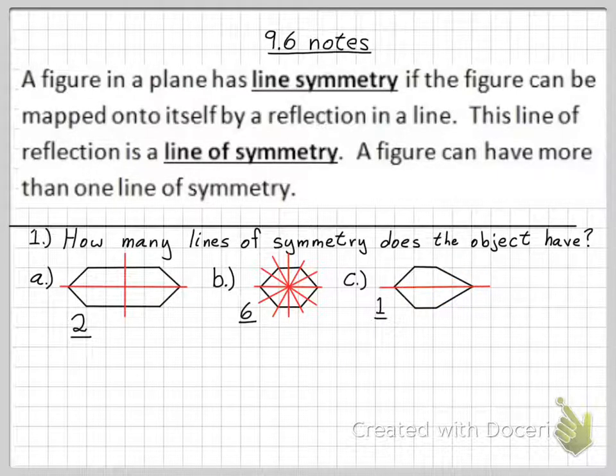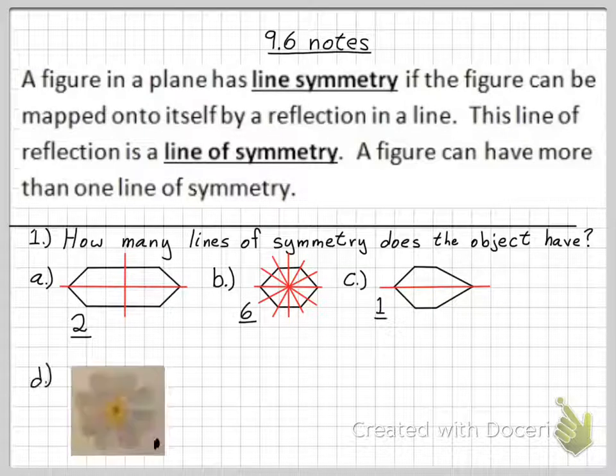You couldn't have, for example, that, because obviously if you take this side and try to map it over to that side, it wouldn't be the same. It's not the same. There is no other line of symmetry other than that one.